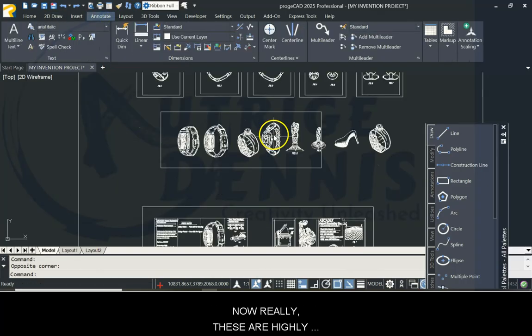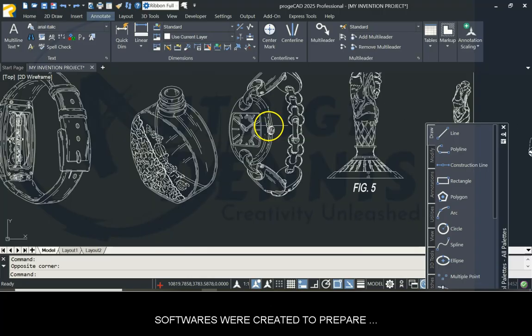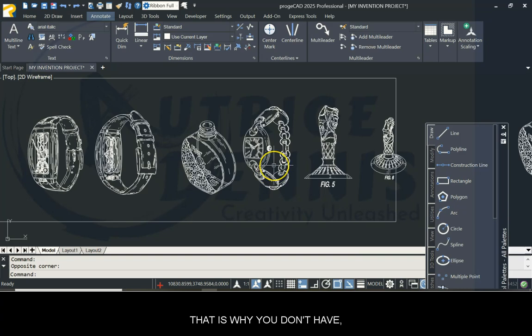Now, really, these are highly sophisticated technical engineering software. None of these software were created to prepare patent drawings. Patent drawing is old. It's a very, very, very old trade. That is why you have architectural school, you have engineering school, but you don't have patent drawing school. Matter of fact, if you go on the list of design disciplines, you will not see patent drawing.